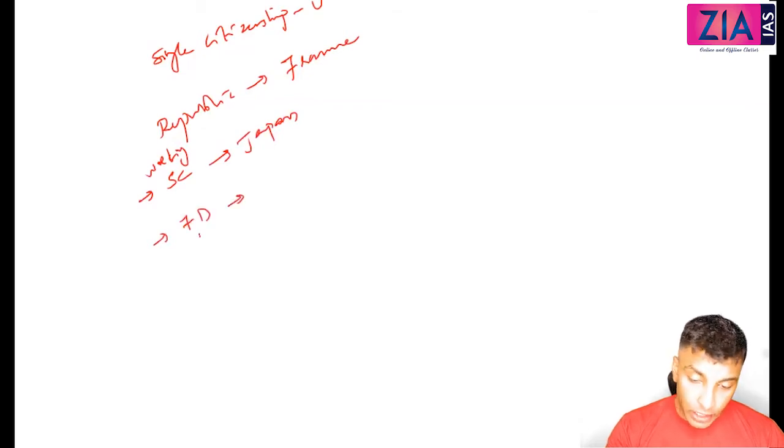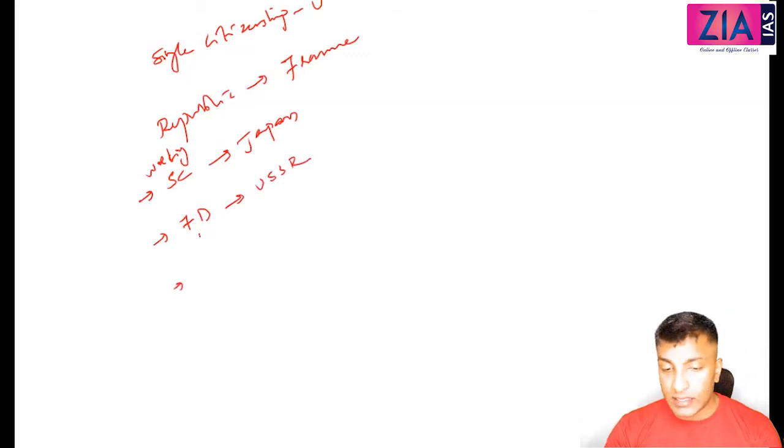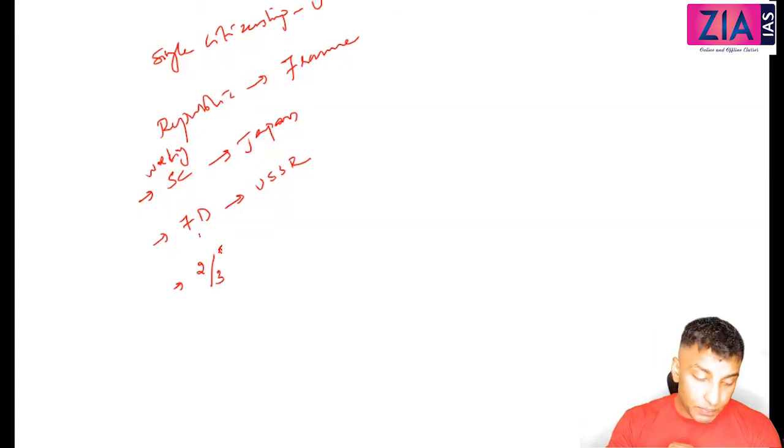Fundamental duty, USSR. Okay, and then when it comes to the constitutional amendments, I will be discussing how the constitution is amended, what is the procedure, what type of majority is required, everything we'll discuss. But you will see there, when there is an amendment, if it is affecting the state, otherwise also you need a two-thirds majority. Okay, special majority. From where? This is from South Africa.